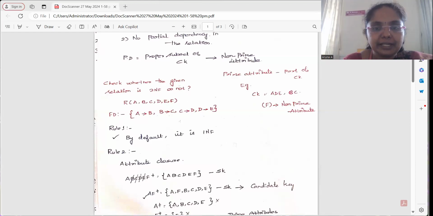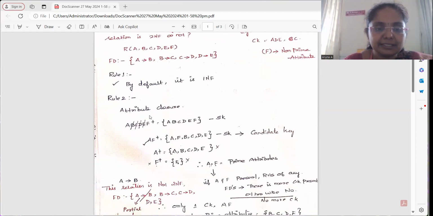We have to check whether a prime attribute can determine a non-prime attribute or not. My prime attributes are A and F. See here, A is my prime attribute, B is a non-prime attribute, so definitely this is a partial dependency. This is non-prime, this is also non-prime, this is also non-prime. So according to this relation, my first dependency A tends to B is a partial dependency.